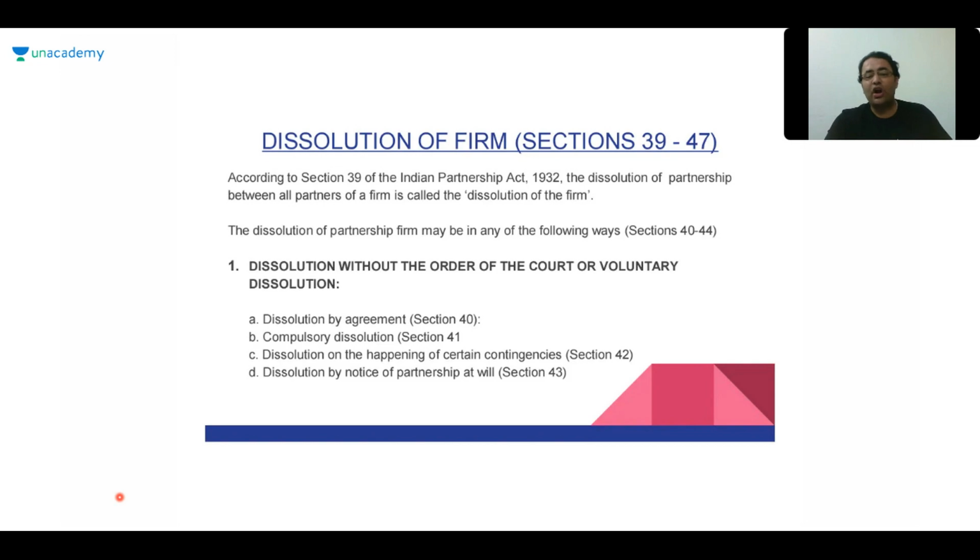Dissolution on the happening of uncertain events or contingencies. For example, if there is a death of one or more of the partners, then the firm stands dissolved. That is an unfortunate event. Dissolution by notice in partnership at will. All the partners are okay, the business is going well, but then suddenly the partners mutually decide that let's end this partnership. So then they give a notice to each other and they end the partnership at will.